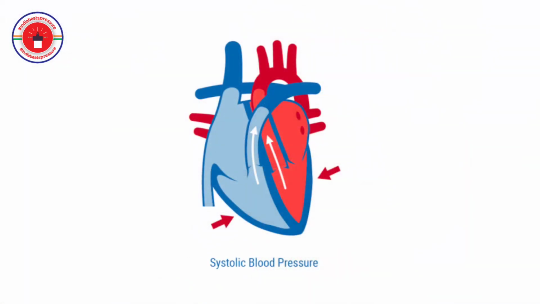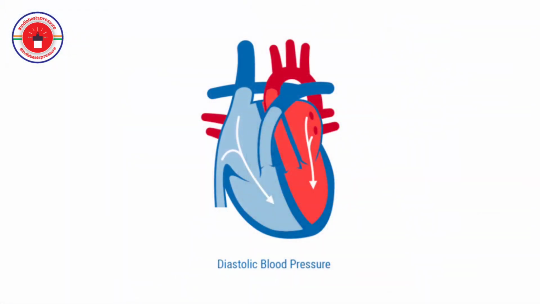And what is systolic blood pressure? What is diastolic blood pressure? Systolic blood pressure is the pressure generated in the blood vessel when the heart contracts. Diastolic blood pressure is the pressure recorded in the blood vessel when the heart relaxes, that is the diastolic phase of the cardiac cycle. So this is called systolic hypertension and diastolic hypertension.